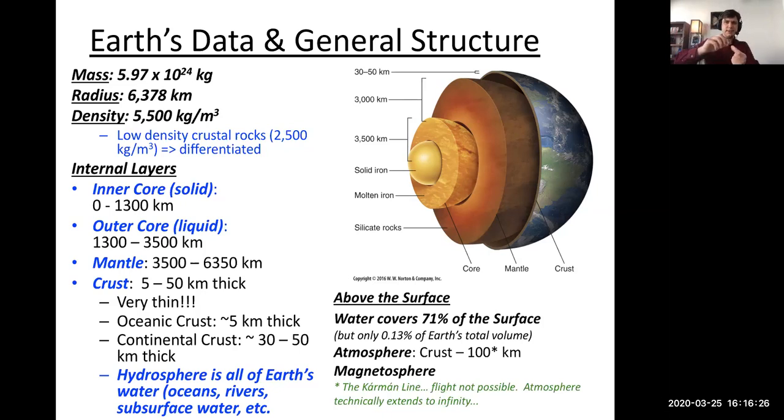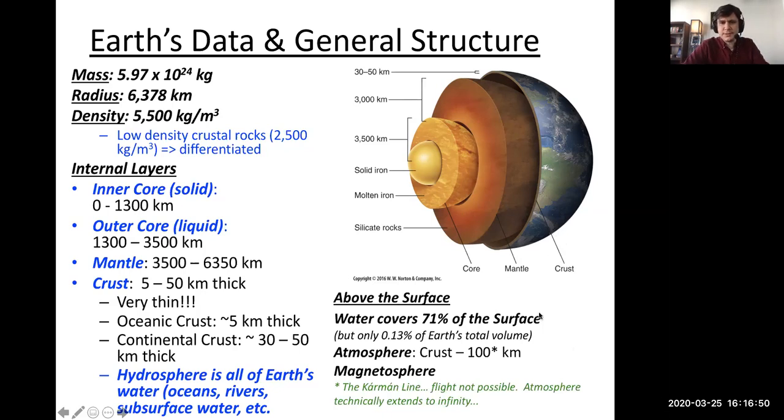The diameter would be from one side through the center to the other, so the radius is half the diameter. And for Earth, that's 6,378 kilometers on average. So if you want to remember a number, 6,400 kilometers is a good number to remember. And now, let's start with what's above the surface.